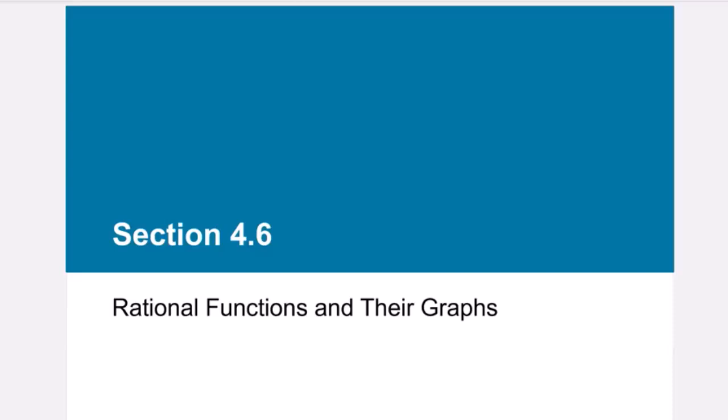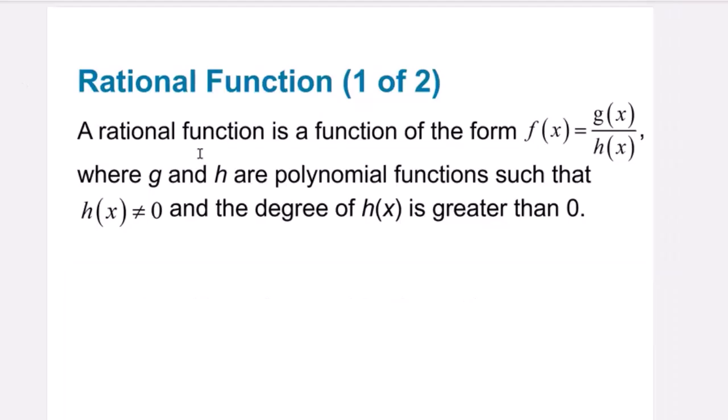Today we're going to be working on section 4.6, rational functions. What is a rational function? We've already learned about what a polynomial is. A rational function is in the form of a fraction where both the functions g and h are polynomial functions.